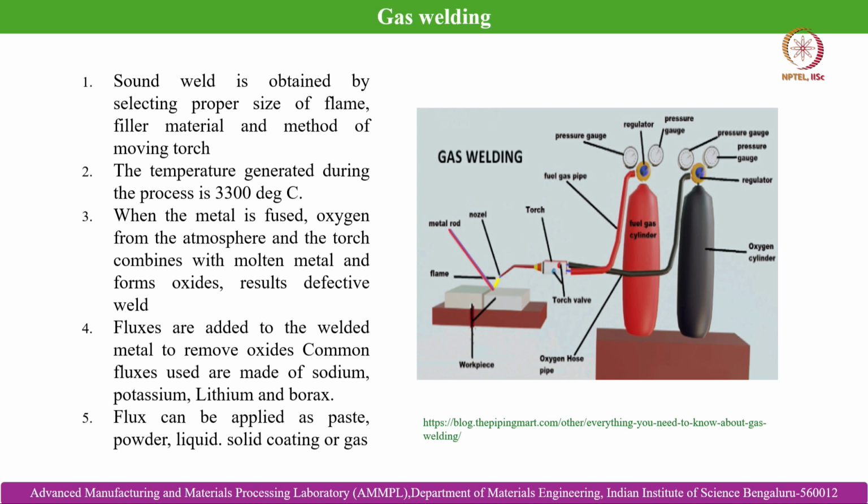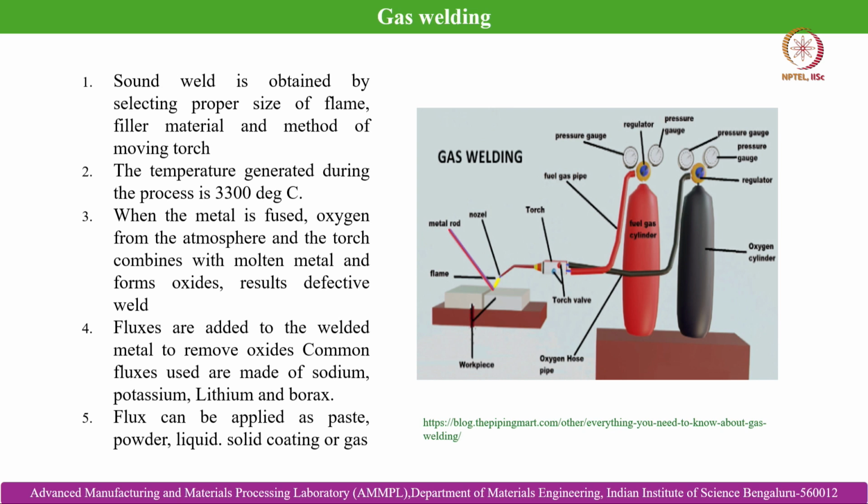When the metal is fused, oxygen from the atmosphere and the torch combines with the molten metal and forms oxides, which results in defective welds. Fluxes are added to the welded metal to remove oxides. Common fluxes are made of sodium, potassium or lithium and borax. Flux can be applied in gas welding as paste, powder, liquid, solid coating, or in the form of gas.